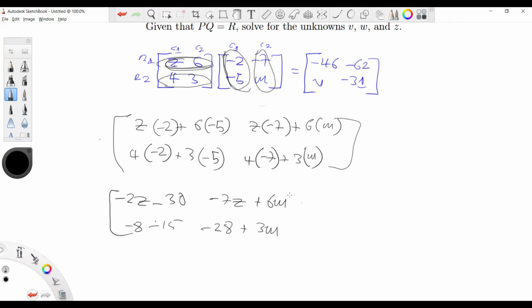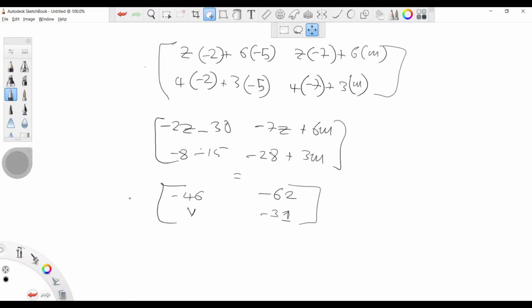Now these are equal to our matrix R, which is -46, -62, V and -31. I'm just writing it down here to save space because I'm rendering this video to TikTok as well. Okay.